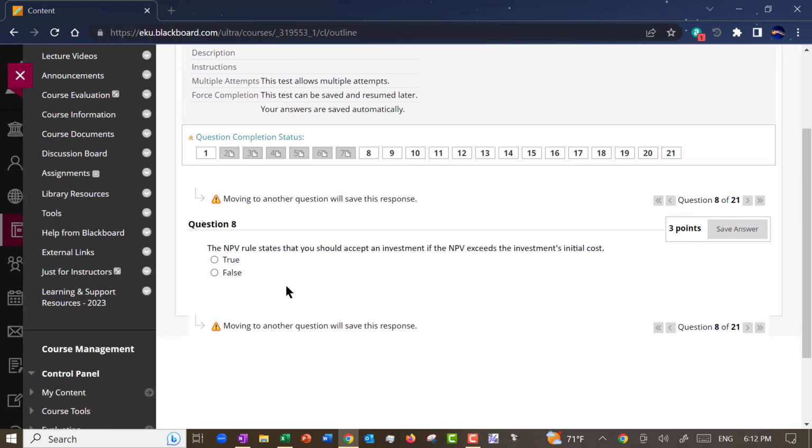The NPV rule states that you should accept an investment if the NPV exceeds the investment's initial cost. True or false? Some other people, please. I mean, I can talk to him all day. I have no problem, but how do we decide using the NPV whether or not a project is acceptable? Let's think about that first.